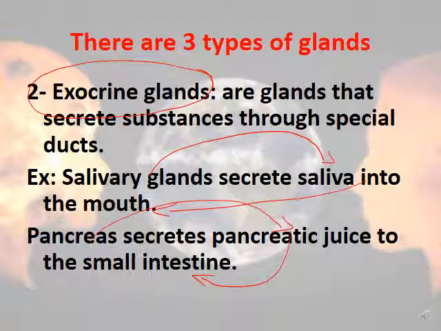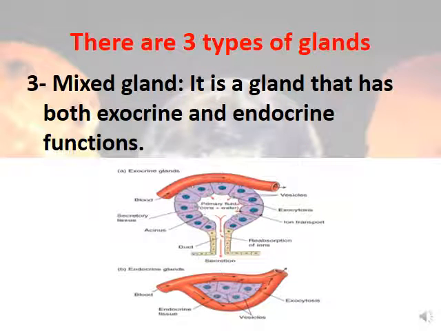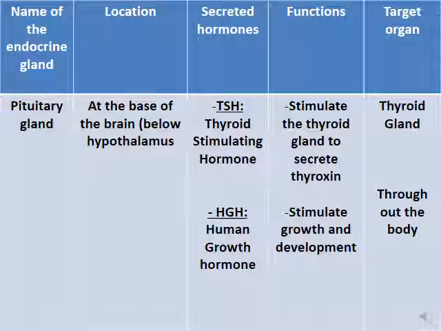It secretes insulin into the blood and also secretes pancreatic juice into the small intestine. So it has both functions, endocrine and exocrine. So it's an example of the mixed gland, which is the third type. A mixed gland is a gland that has both exocrine and endocrine functions.